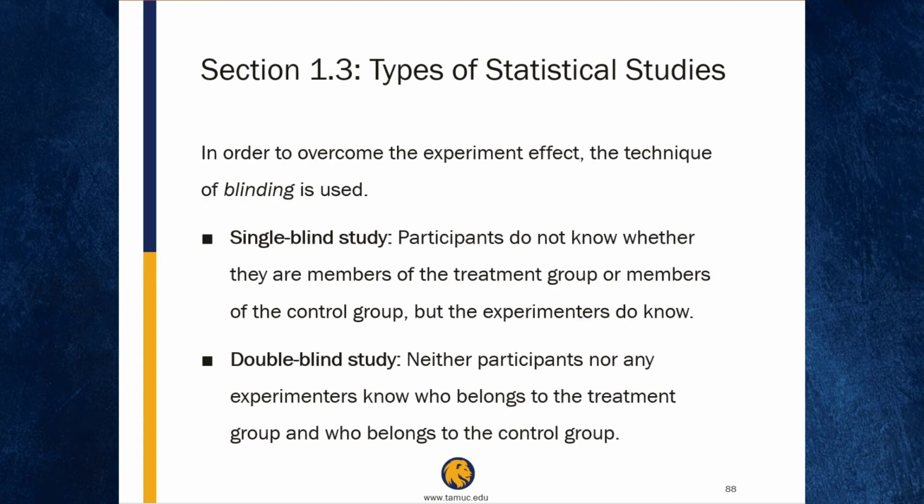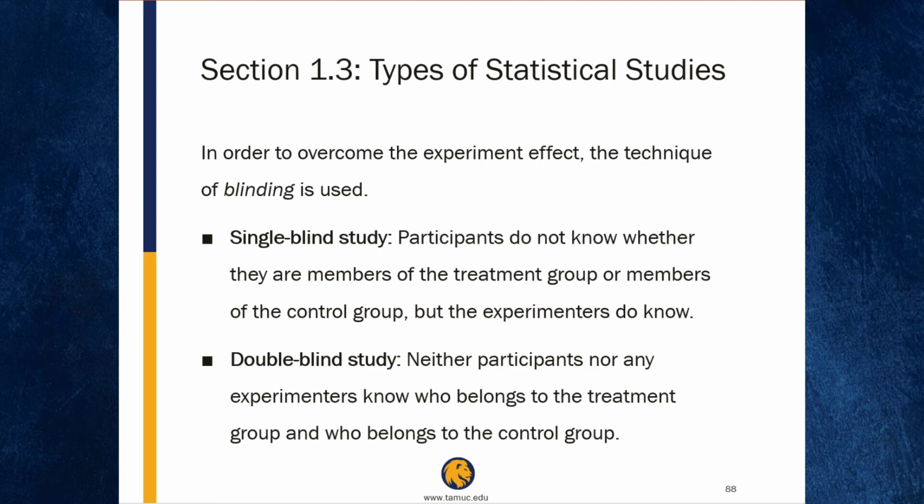In order to overcome the experimenter effect, a technique called blinding is used. So we have something called a single blind study. In a single blind study, participants do not know whether they are members of the treatment group or the control group, but the people who are observing them do know, the experimenters do know.